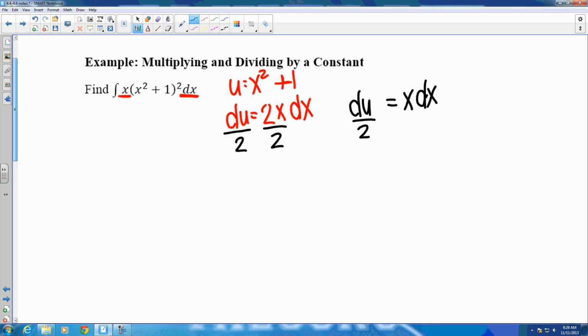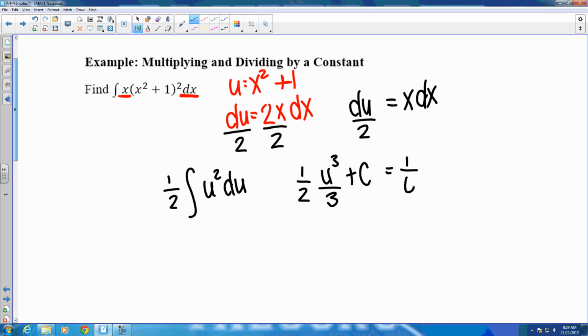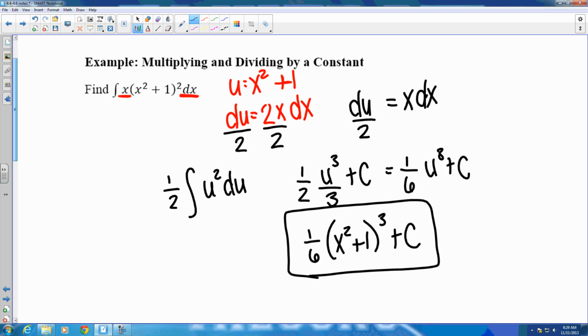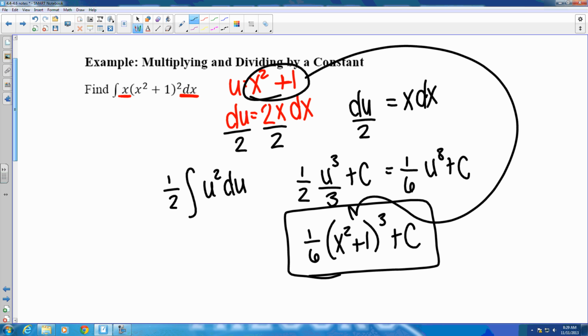x dx. Okay, so now that that matches, we put the du back in and take the integral of the function in terms of u. So that du over 2 turns into 1/2 on the outside of the integral, and then we have u squared du. Take the integral of u squared, and it's u cubed over 3 plus c, which is 1/6 u cubed plus c, or 1/6 times x squared plus 1 cubed plus c. That would be our final answer. We have to put that original function back in, the one that we called u earlier. Put it back in for u.